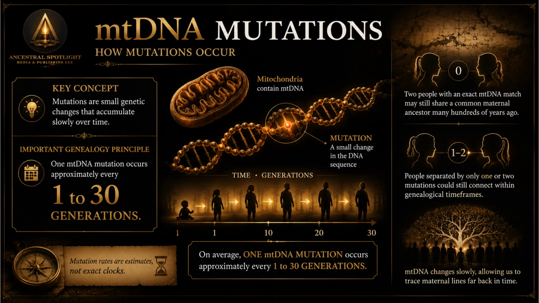One of the most misunderstood aspects of mtDNA testing involves mutations and genetic distance. mtDNA mutates very slowly compared to many other forms of DNA. On average, a single mtDNA mutation may occur approximately once every 1 to 30 generations. That is a huge range.